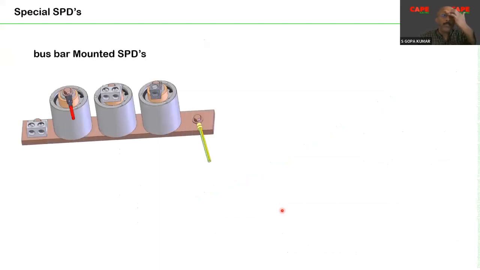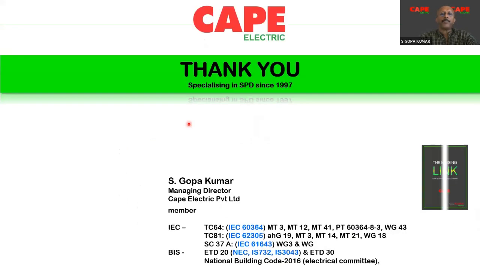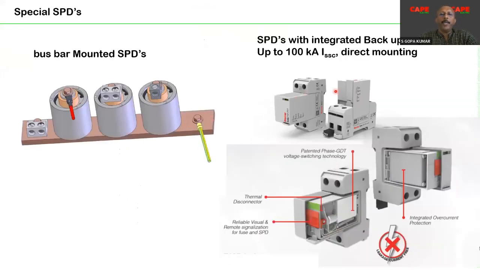The solution is to go for an SPD which is bus bar mounted. For example, you connect it directly on the bus bar. There is no line length. Since there is no line length, the voltage drop on the line is absolutely zero. As a result, a very good protection level is achieved. Or you go for an SPD with an integrated backup fuse.